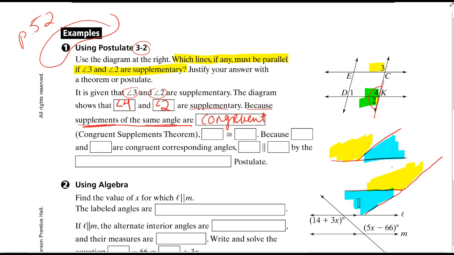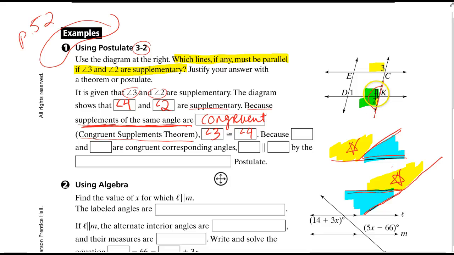So the two blue angles, those are different angles, but they're congruent because they are both supplementary to the yellow angle. So that's what that meant. Supplements of the same angle are congruent. And there's your theorem. So now that means we can say that angle 3 is congruent to angle 4. Well, where did that come from?